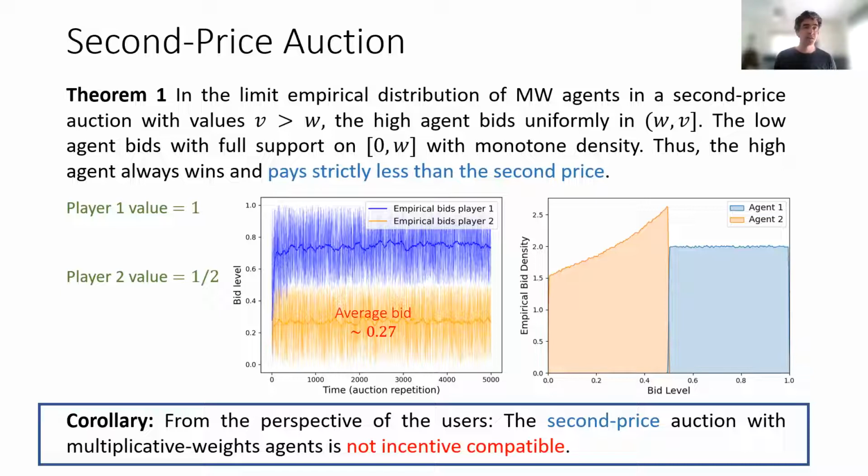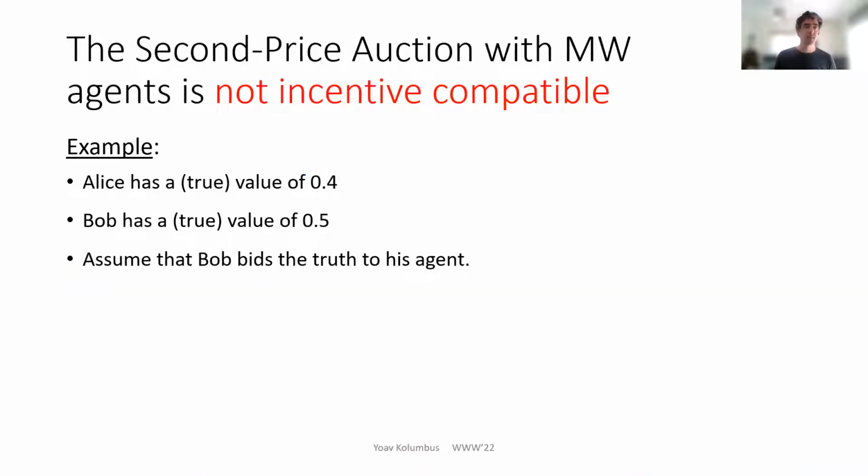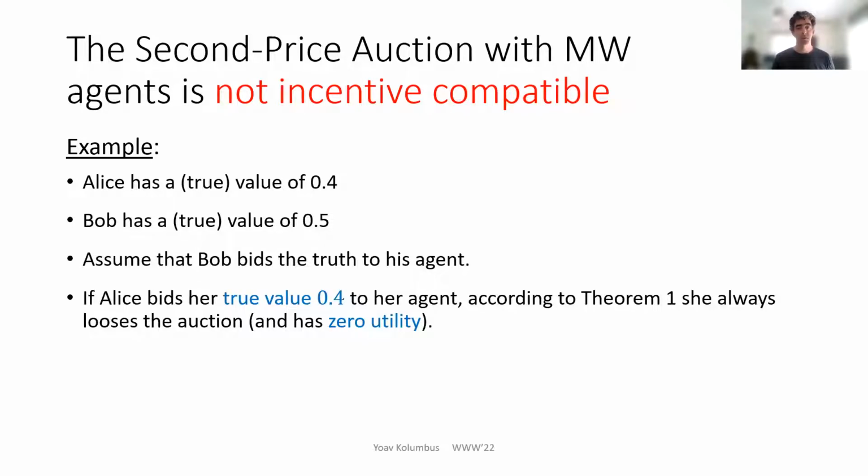And we can see this in the following example. Let's say that Alice has a value of 0.4 and Bob has a value of 0.5. And now let's assume that Bob is going to report his true value to his own learning agent. Now, what should Alice do? So if Alice is going to use her true value of 0.4, then she's going to always lose the auction and get 0 utility on average.